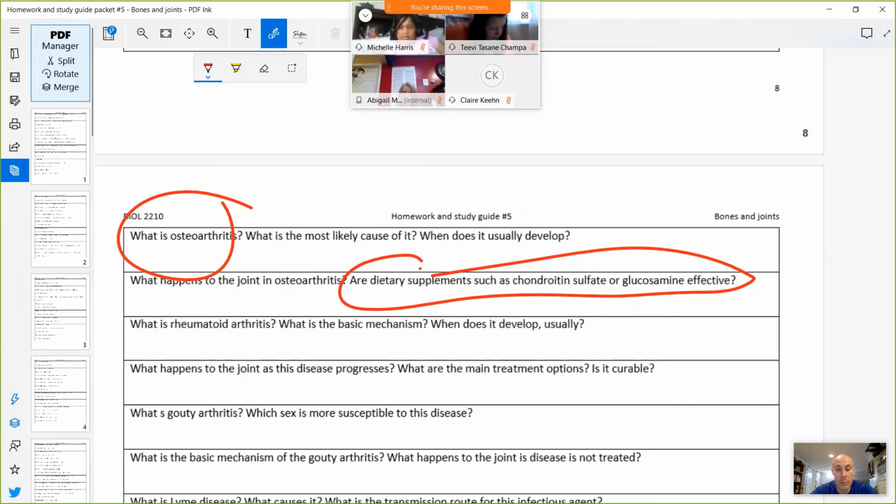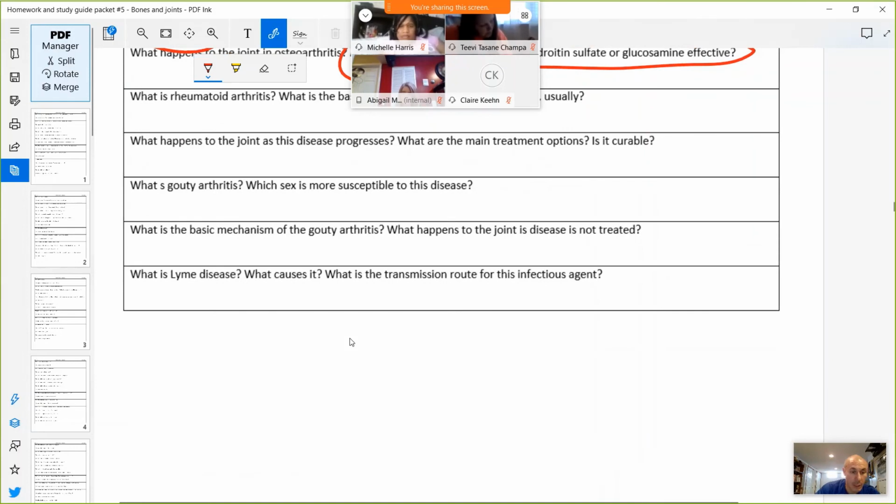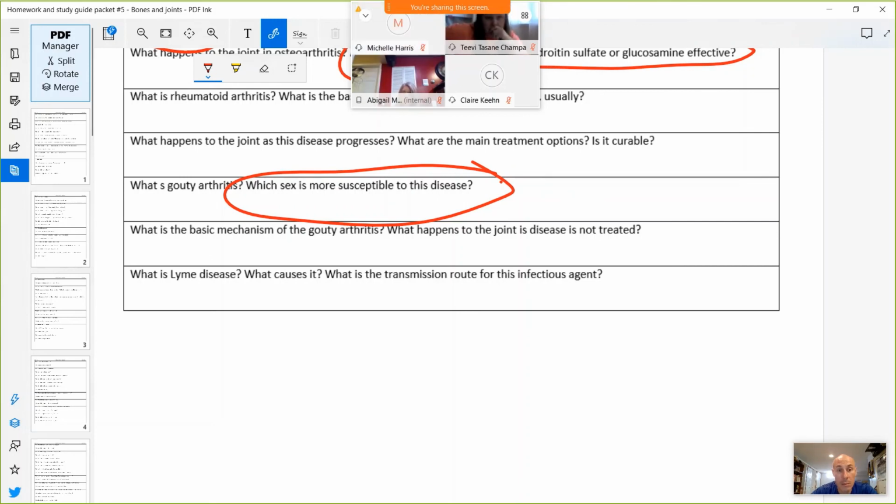Gouty arthritis, accumulation of uric acid in the joints, which leads to inflammation. Males are mostly affected. Usually it's in the feet. A basic mechanism. Yeah, if the disease is not treated, bones and the joint fuse. Lyme disease, an infection caused by bacteria transmitted by a tick. Bacteria goes into the joints and leads to acute arthritis. Okay, that will be it for the recording.